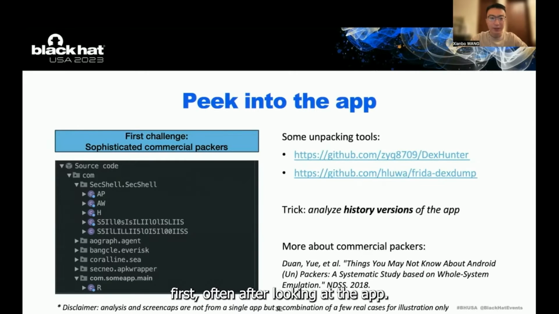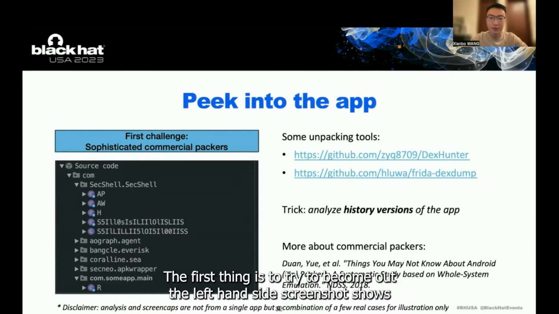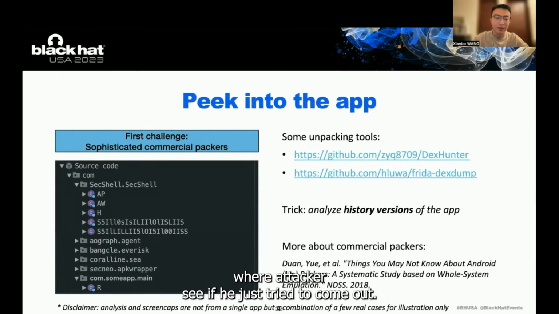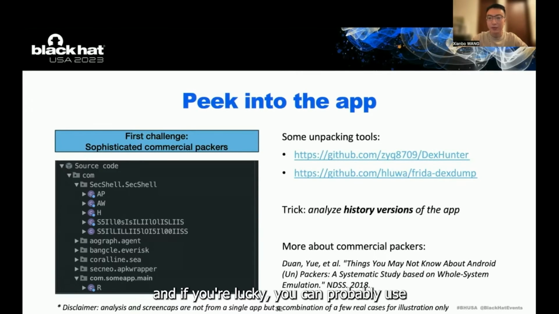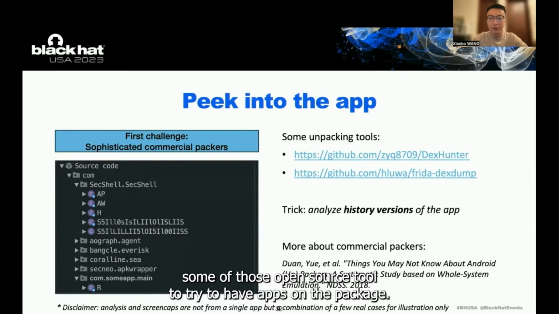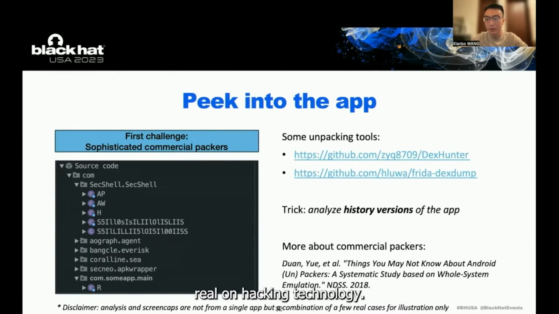Now let's look into detail of each step. First, after looking at the app, the first thing is to try to decompile it. The left-hand side screenshot shows what an attacker will see if he tries to decompile this particular app. You can see that there's a lot of nonsense package names and nonsense code inside. This tells us this app is packed by some of those popular commercial packers.